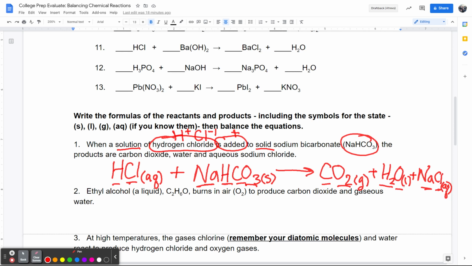So on the first part, you're going to balance the chemical reactions when I've already given you the formulas. And then on the bottom part, you're going to write the formula from the word equation. So word equation, translate it to the chemical equation, and then you're going to go ahead and balance that.